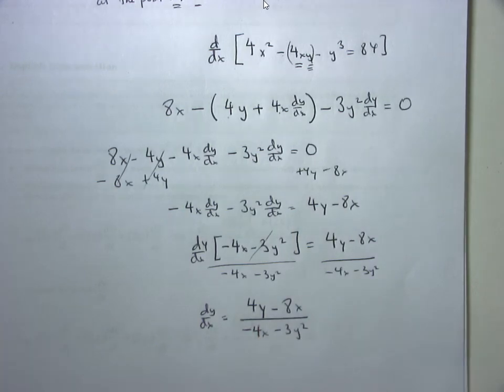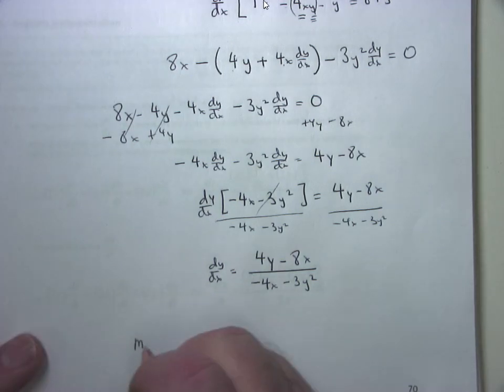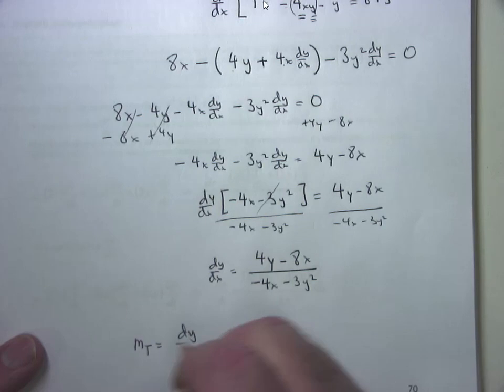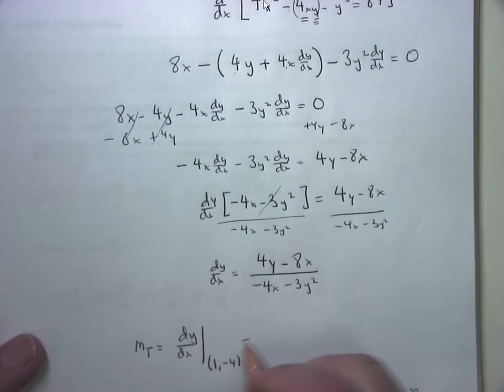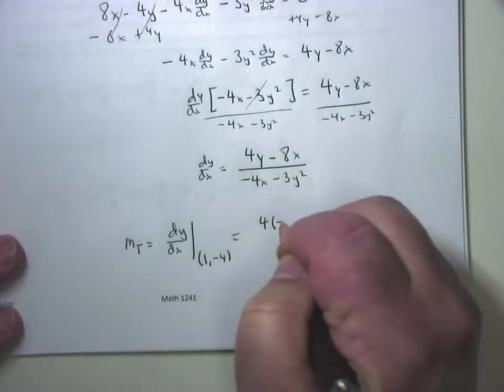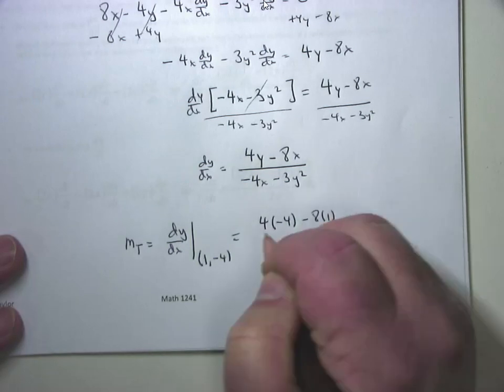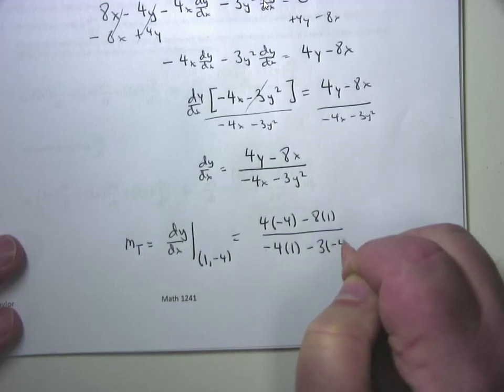Now, who is this guy we just discovered? He is the derivative. He is not the slope of the tangent line. He is a function, and it's an implicit function in terms of x's and y's. So for me to actually get the slope of the tangent line, I've got to take my derivative, the dy over dx, and evaluate it at the point 1, negative 4. Which means I'm going to take this equation right here, and I'm going to plug in for x, 1, and y, negative 4. So this will be 4 times negative 4 minus 8 times 1 divided by negative 4 times x is 1 minus 3 times negative 4 squared.